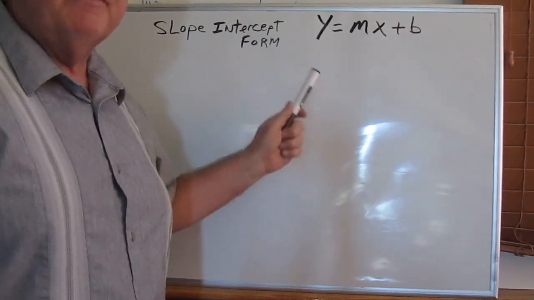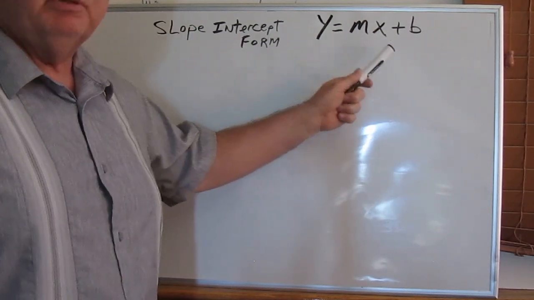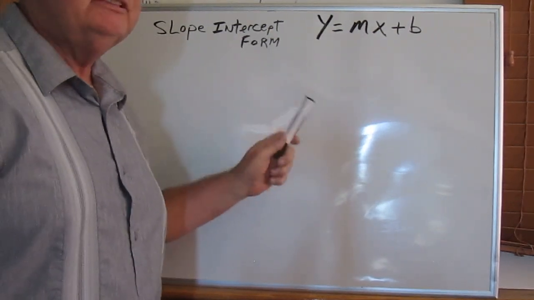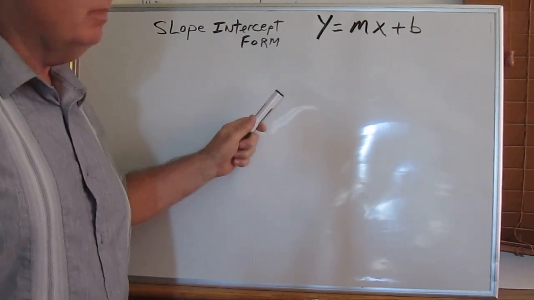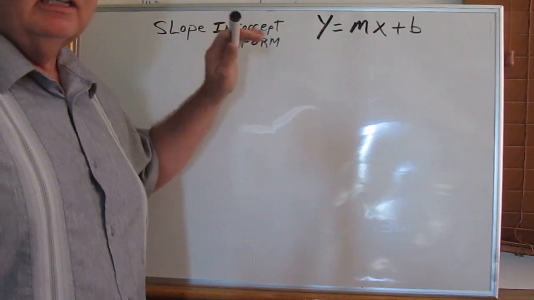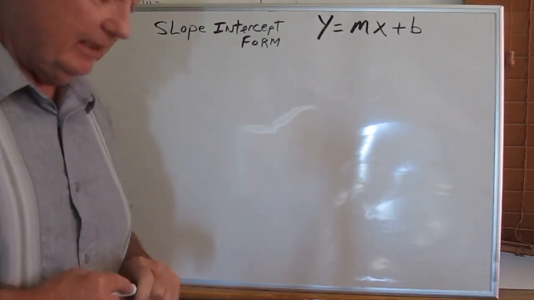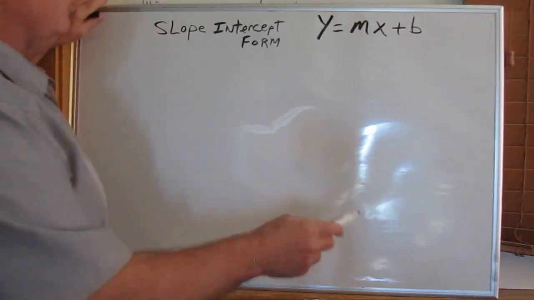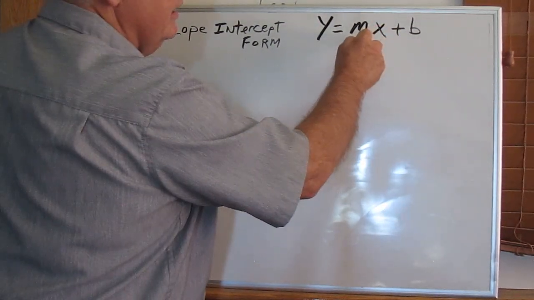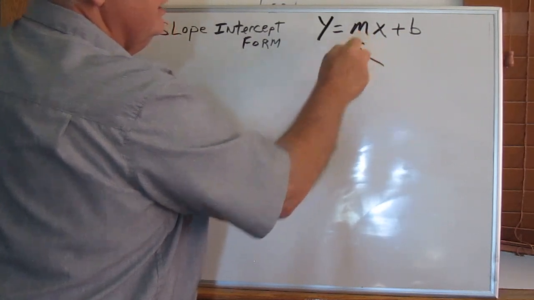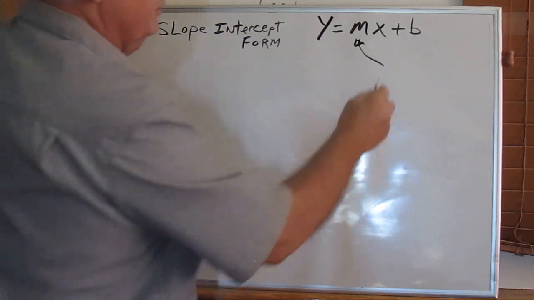So here we have the form y equals mx plus b. This is referred to as the slope-intercept form. This is a linear equation form that will show us a lot of different things. It's called the slope-intercept form because the number in front of the x is then the slope.